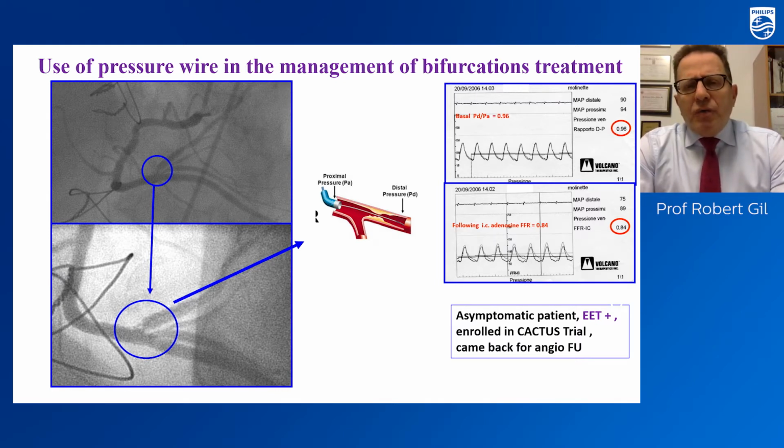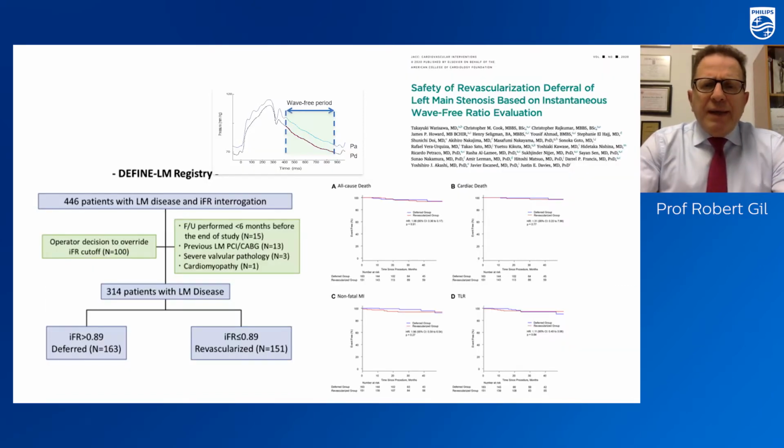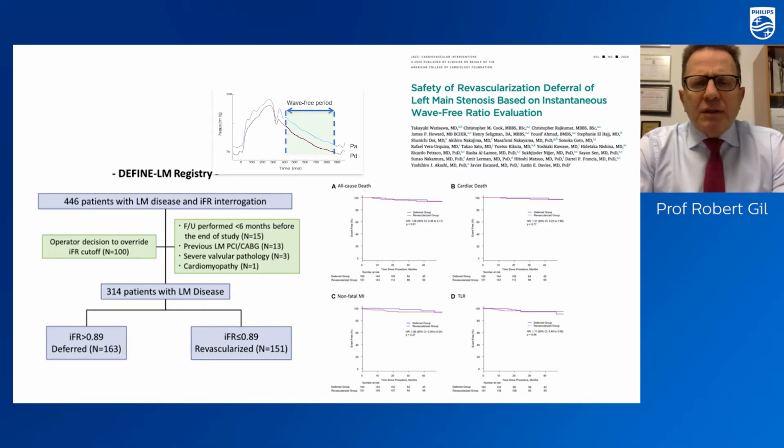we should perform re-PCI to improve flow in coronary bifurcations as well. Here you can appreciate a relatively recent paper showing that the cutoff criterion for iFR, which is 0.89, is also useful for left main assessment.